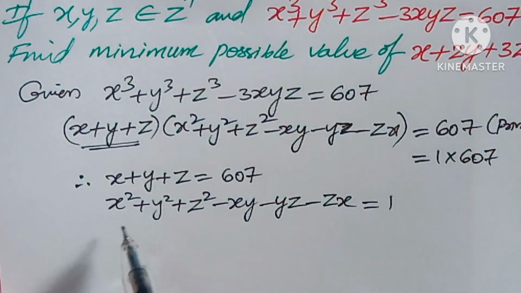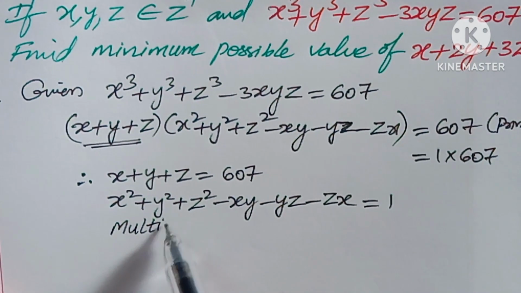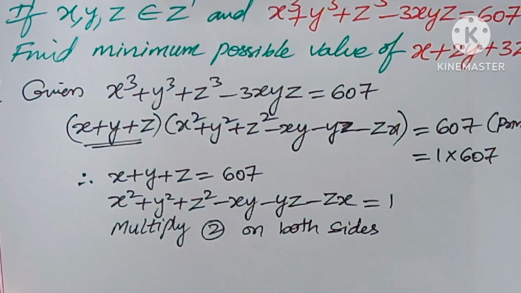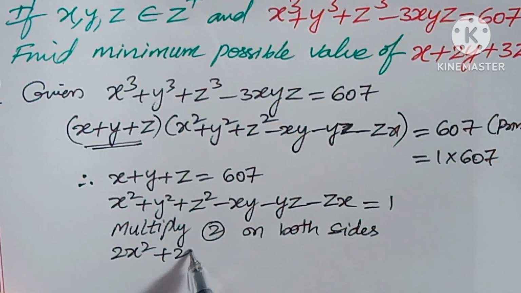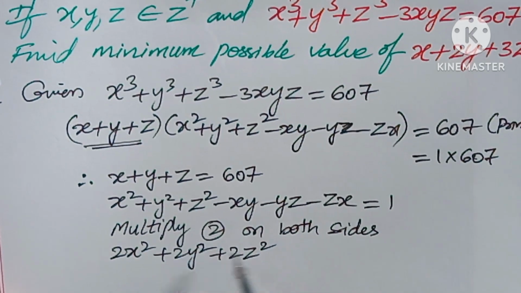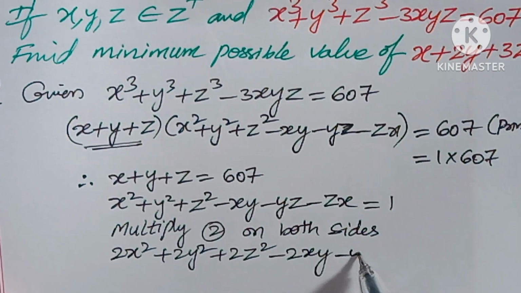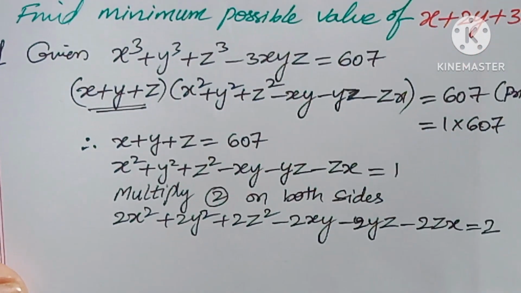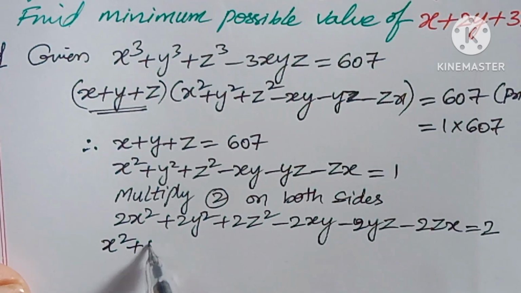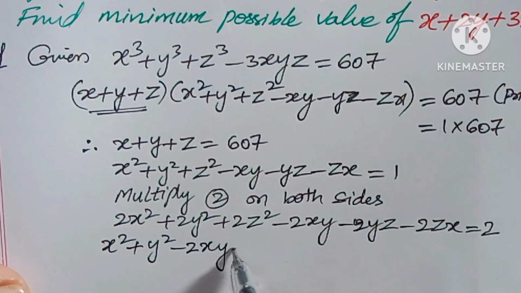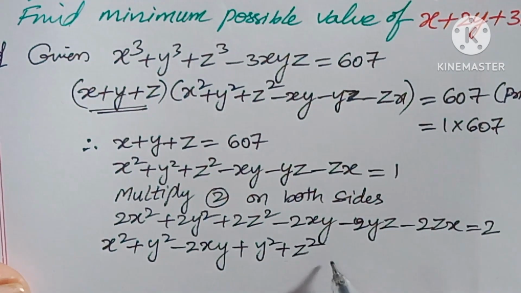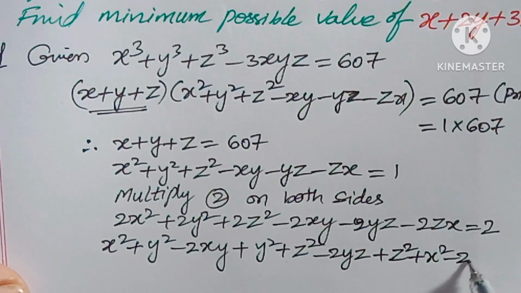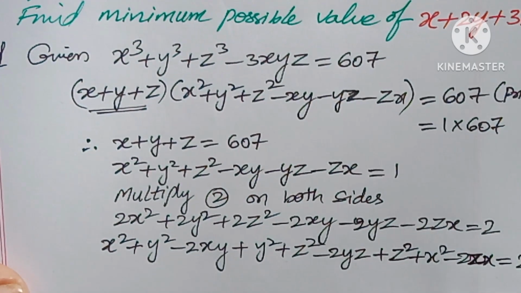Now multiply 2 on both sides. So here you'll get 2x squared plus 2y squared plus 2z squared minus 2xy minus 2yz minus 2zx is equal to 2. So this can be written as (x squared plus y squared minus 2xy) plus (y squared plus z squared minus 2yz) plus (z squared plus x squared minus 2zx) equal to 2.